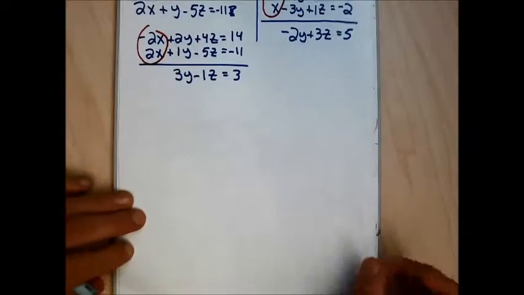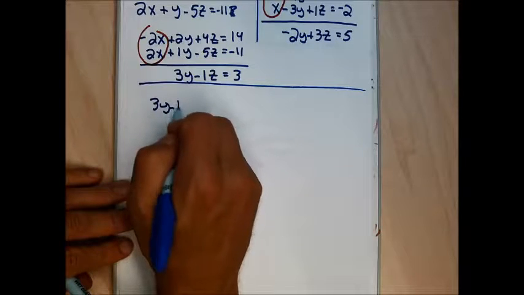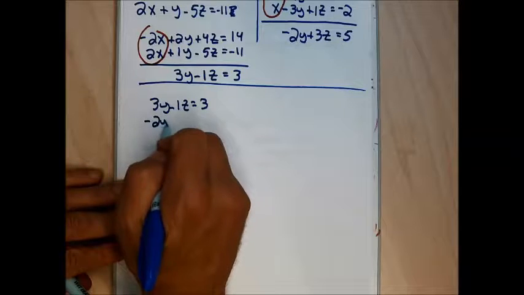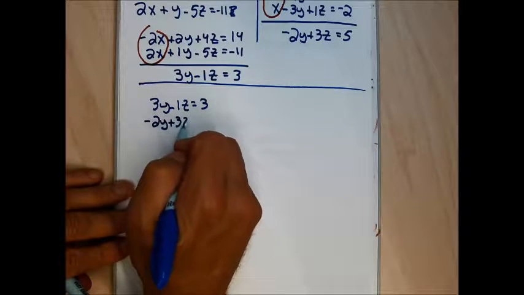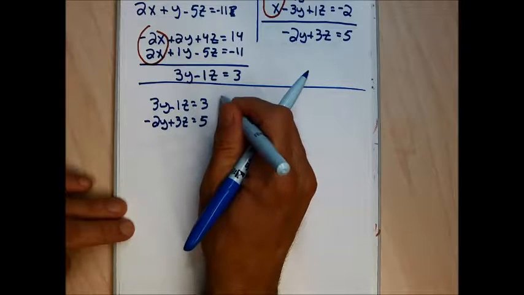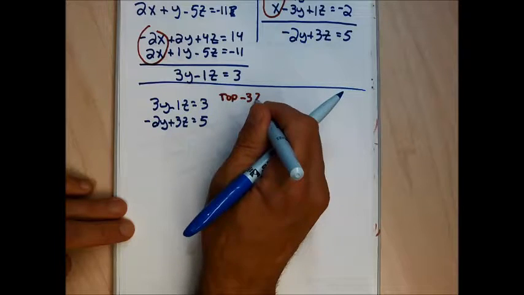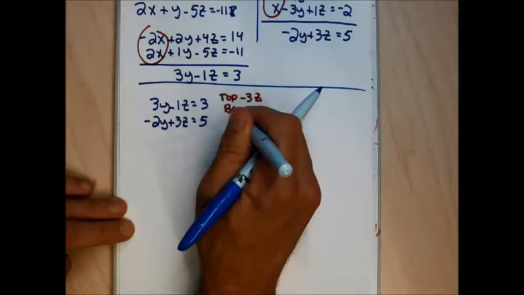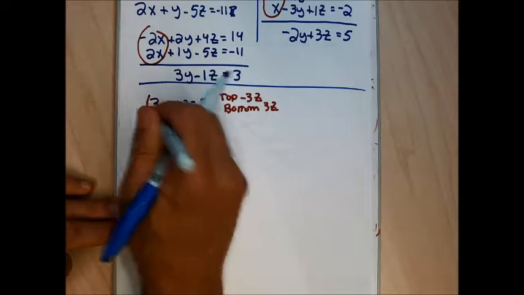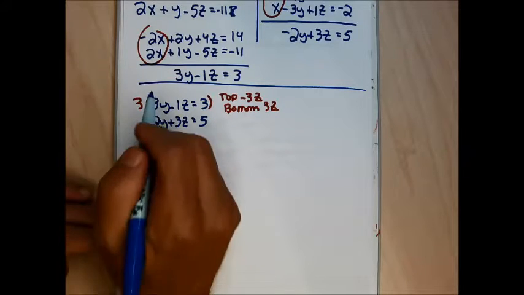So on to step 3 now. I'm going to take the 3y minus 1z equals 3 and the minus 2y plus 3z equals 5, stack them and use the elimination method. I'm going to drop out the z's. I'm going to make the top have a minus 3z, and I'm going to leave the bottom with a plus 3z. And that's going to cause the z's to cancel out, which is what I'm trying to do here. So multiply the top by 3.